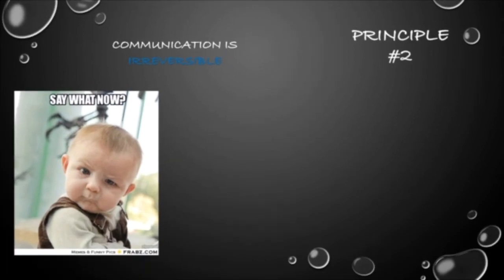Communication is also irreversible, which is principle number two. What we say can never be taken back. Now, we can clarify, we can restate, we can do all of those things, but we can never make it fully disappear. So once you say something, maybe something that hurts the feelings of another person, and it is taken either in anger or maybe it's just misinterpreted.